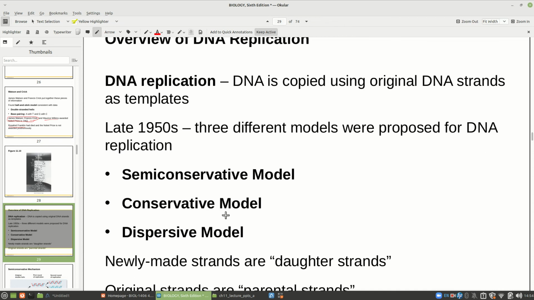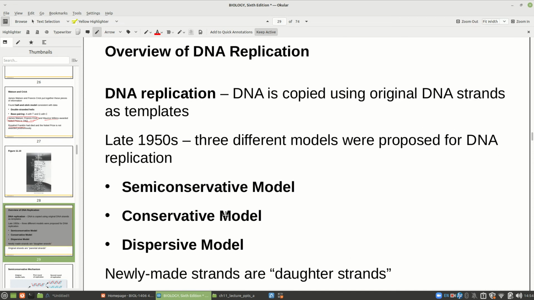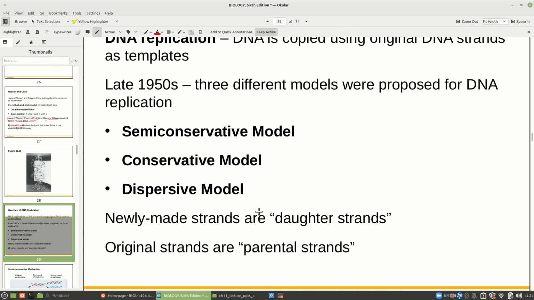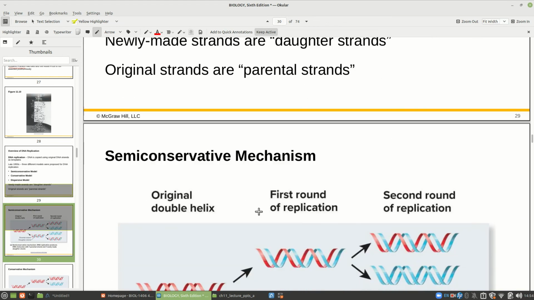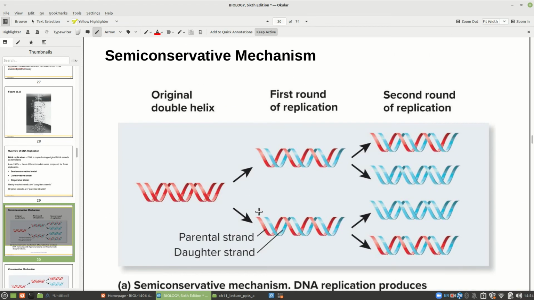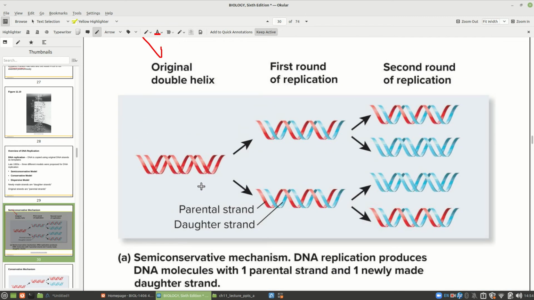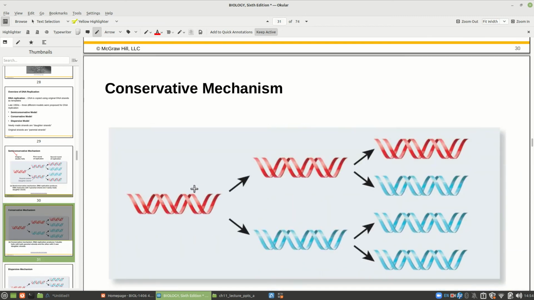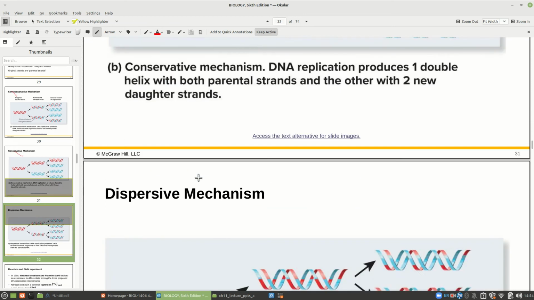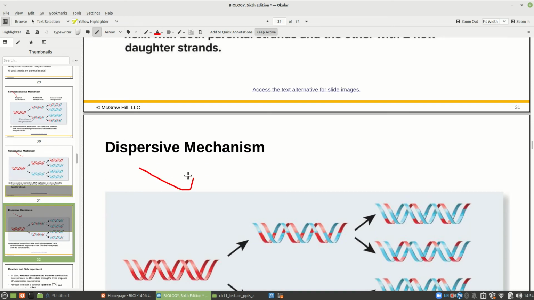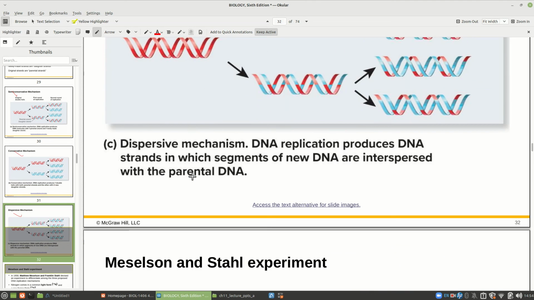Now here we get to the overview of replication. I'm going to make a whole video about this. Do your best to figure out what they're talking about in the book. I will definitely ask you about how they figured out if DNA was semi-conservative, conservative, or dispersive. Now, I won't talk about this in my video. You need to read this and learn this yourself.